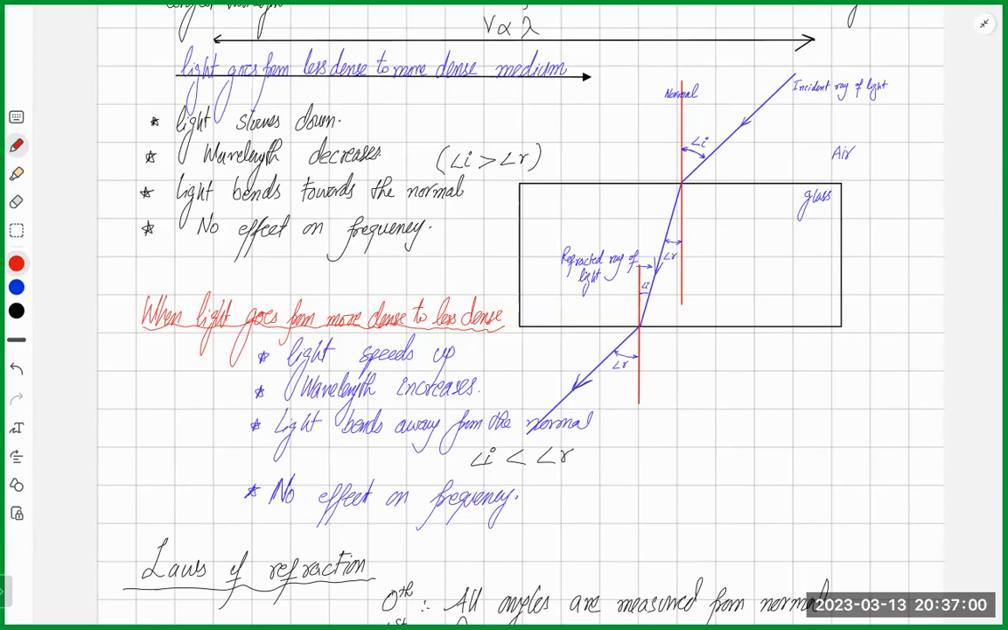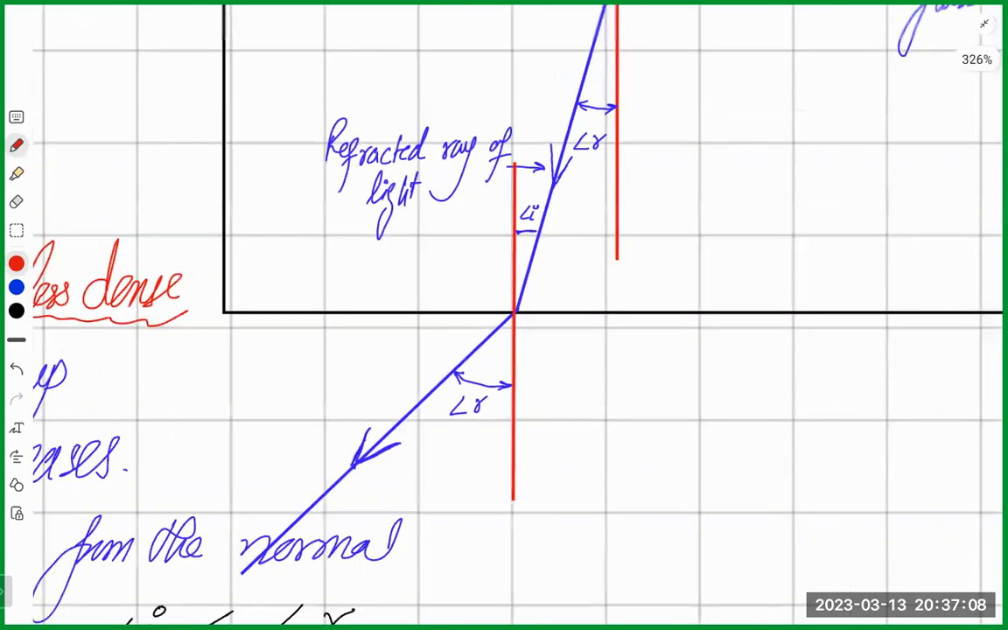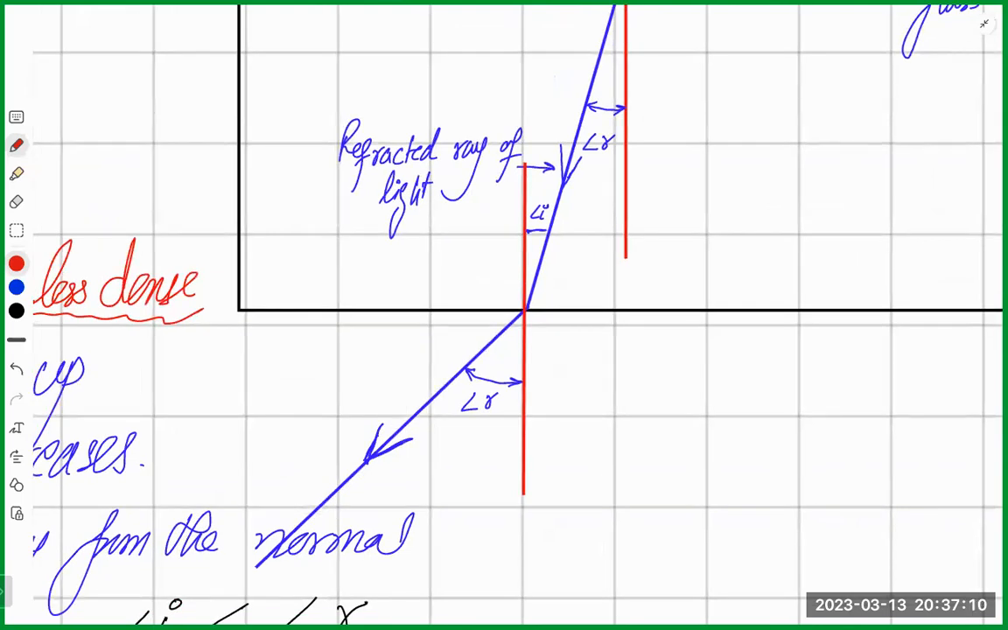And the opposite happens when light goes from denser medium to less dense medium. This is the kind of situation where light goes from glass into air. So when light goes out of glass into air, it bends away from the normal, speeds up, wavelength increases.